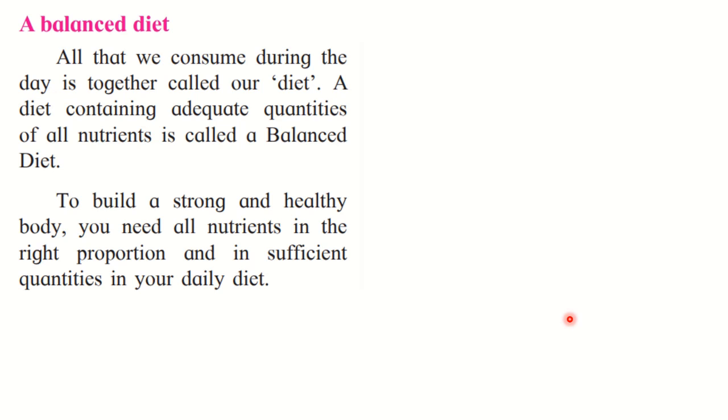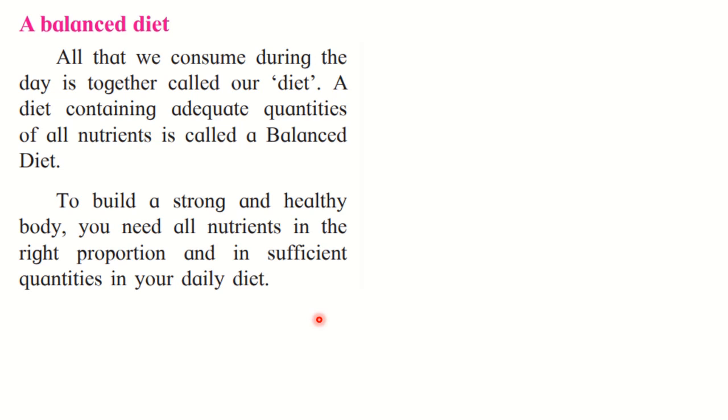Okay, but when our diet includes all the foodstuffs like carbohydrates, fats, proteins, then minerals, vitamins in adequate, sufficient quantities, all the nutrients are present in our diet, then we say that a diet is a balanced diet. Okay, so here balanced diet is important for a strong and healthy body. All the nutrients you need in right proportion and in sufficient quantities.